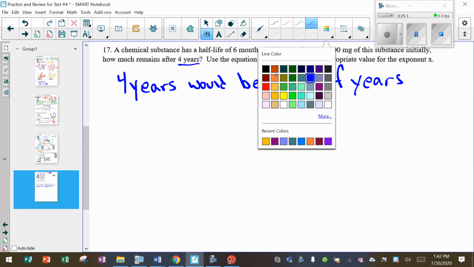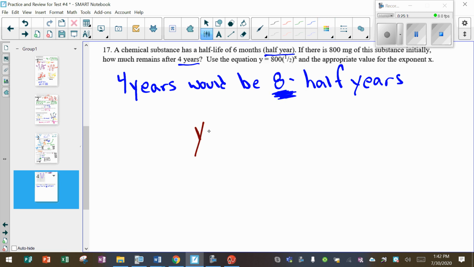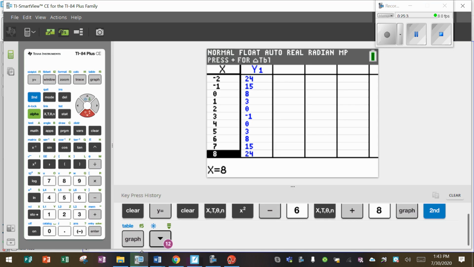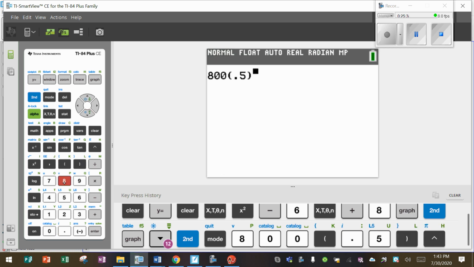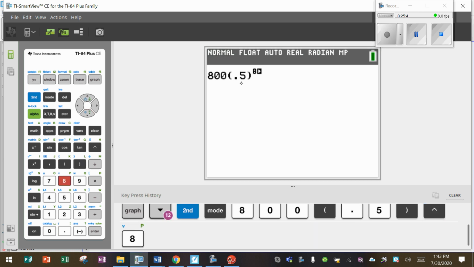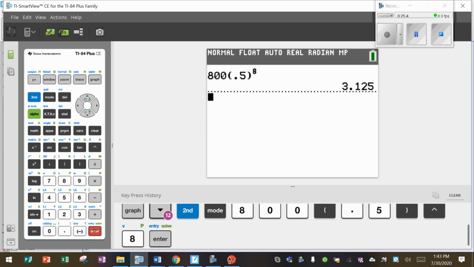So we are going to take the equation y equals 800. Half of it is left after every half year. But we want to do 4 years, which is 8 half years. That means we use an exponent of 8. So we're going to go to the calculator and do 800 times 0.5 with an exponent of 8. You can use 1/2 instead of 0.5. That's fine. So 3.125 is the answer.